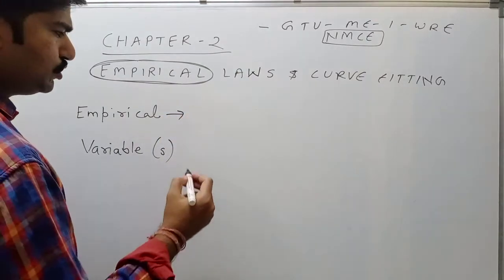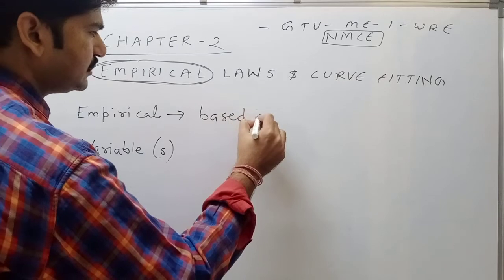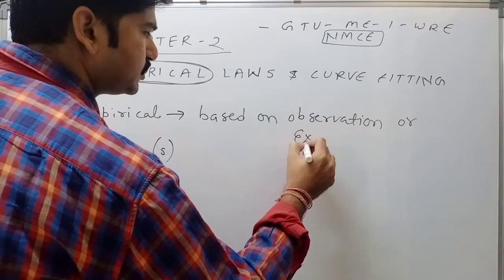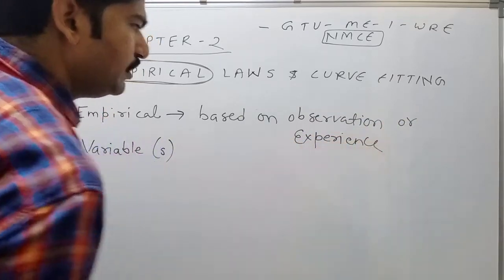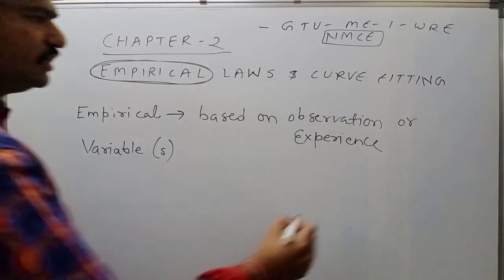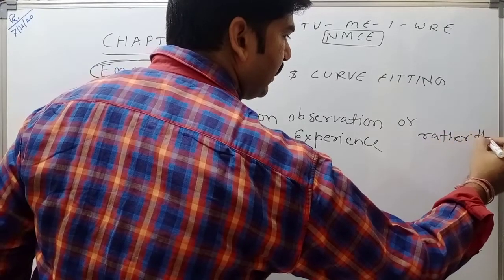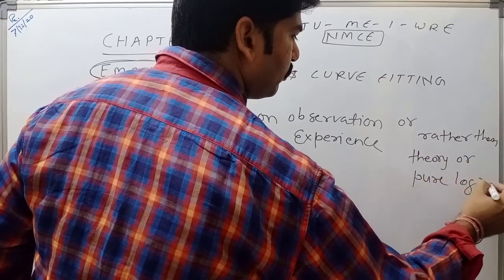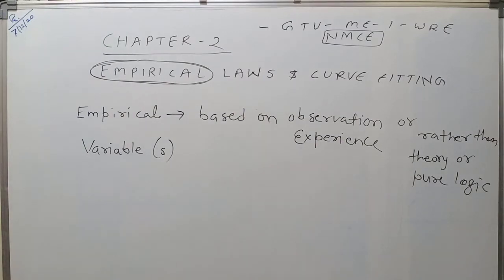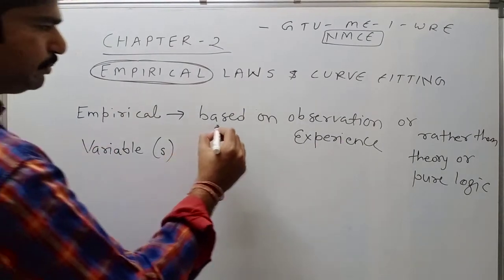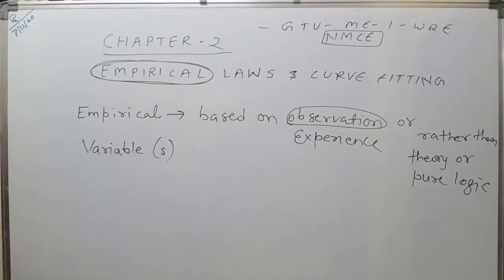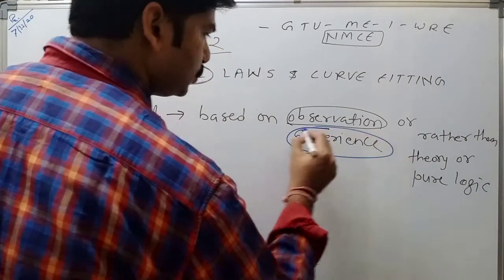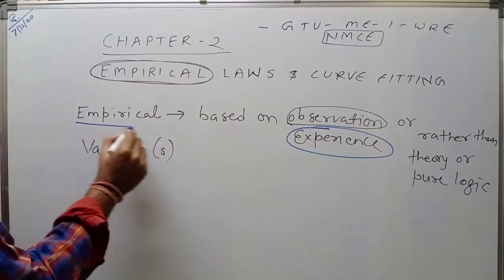Empirical means any conclusion or any study which is based on observation or experience, rather than pure logic or theory. In this, you are not going into the depth of the theory, but anything you are saying is based on whatever you are observing or whatever your experience is. Either experience or observation is what we call empirical.